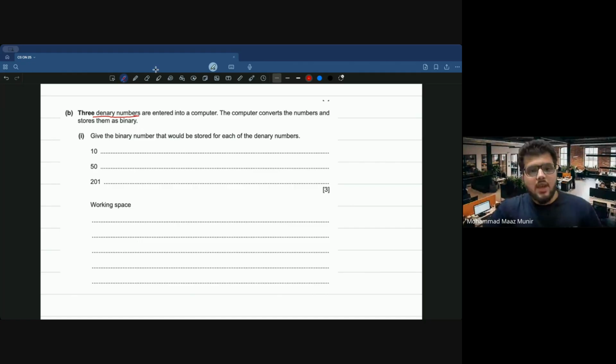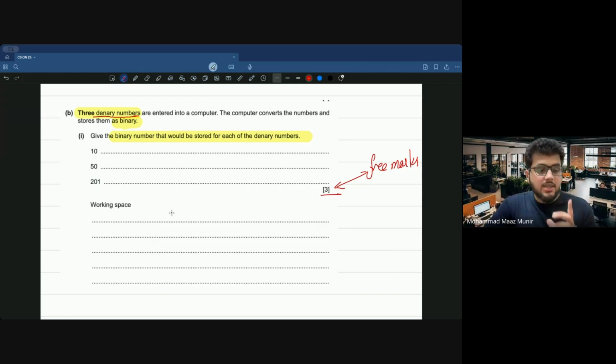So like, look, the question clearly mentions three denary numbers. Remember, I said you need to work with denary numbers. If the examiner wants to tell you about some other number system, they will clearly mention it. So three denary numbers are entered in a computer. The computer converts the numbers and stores them as binary. Give the binary number that would be stored for each of the denary numbers. Okay, we got the question. It's free 3 marks. Free marks. Okay, we just need to convert these three numbers.